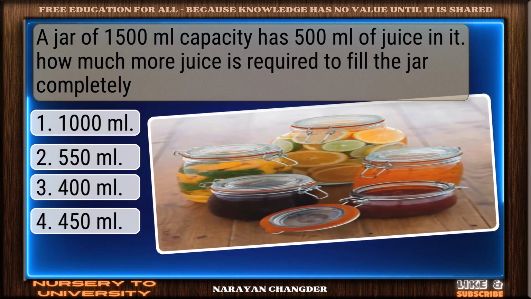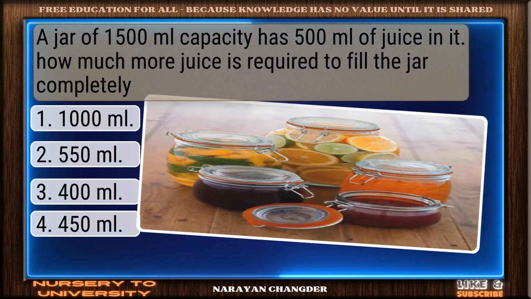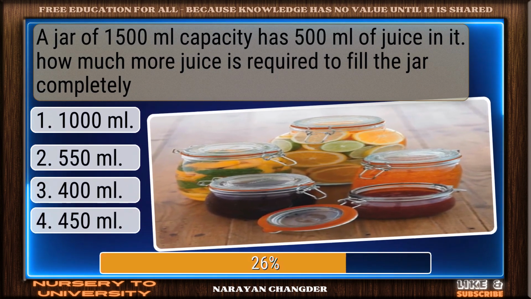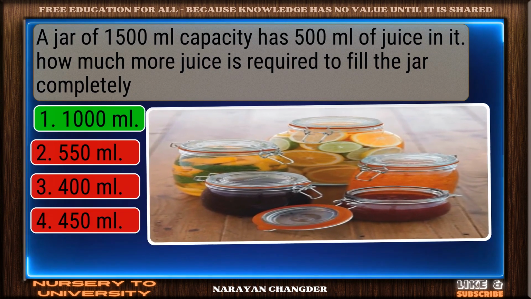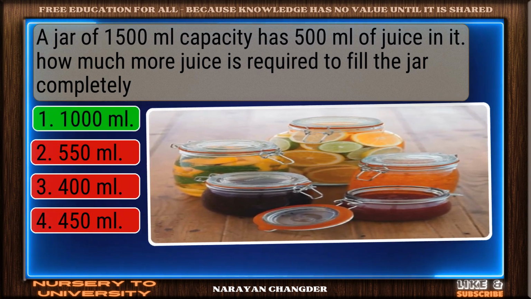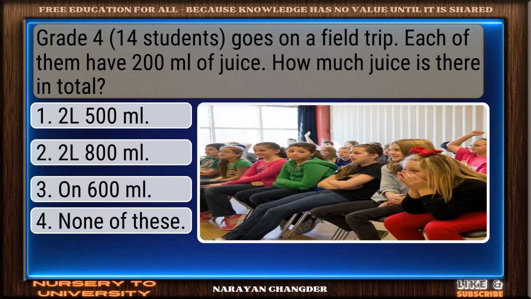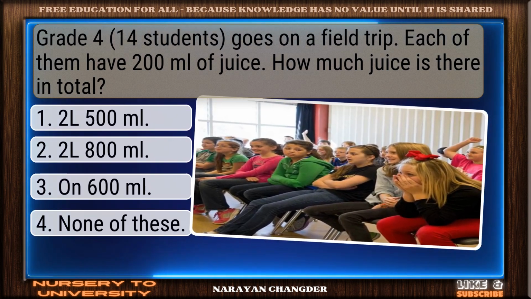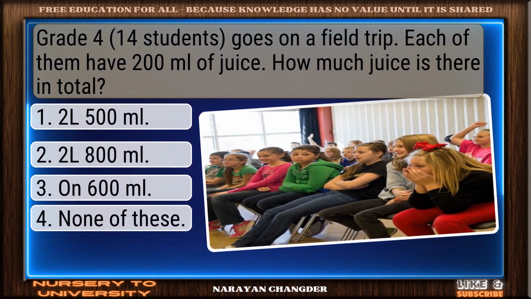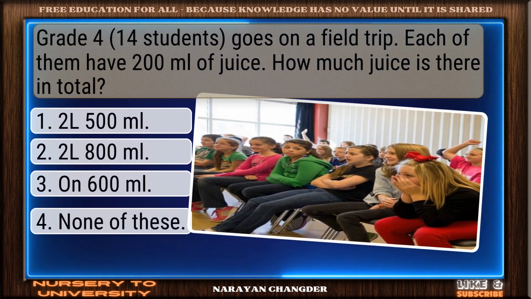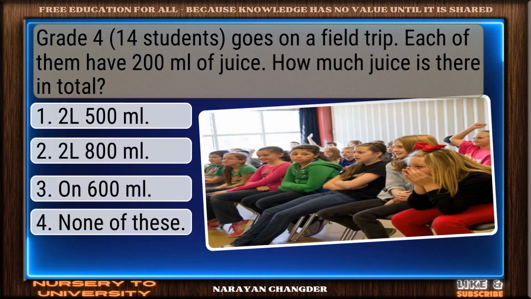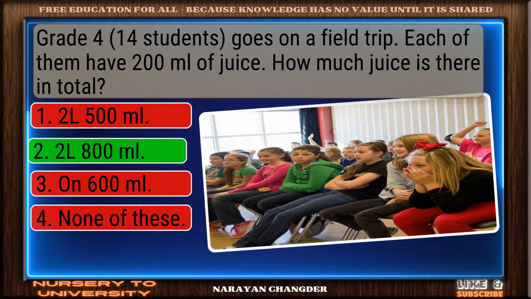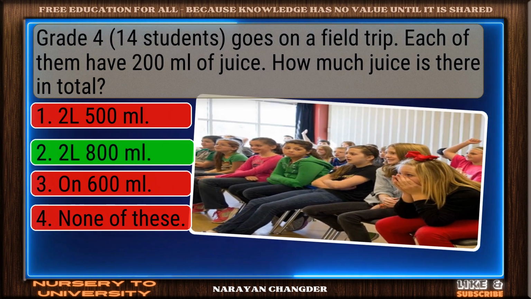A jar of 1500 ml capacity has 500 ml of juice in it. How much more juice is required to fill the jar completely? Nice work. You chose 1000 ml and it is correct. Grade 4 goes on a field trip. Each of them has 200 ml of juice. How much juice is there in total? Sharp thinking. 2L 800 ml is the right choice.